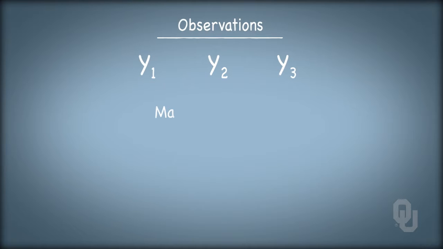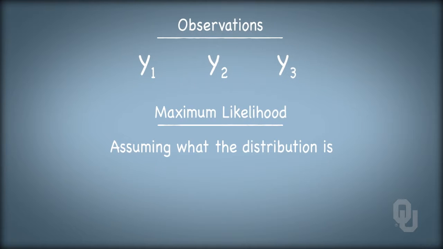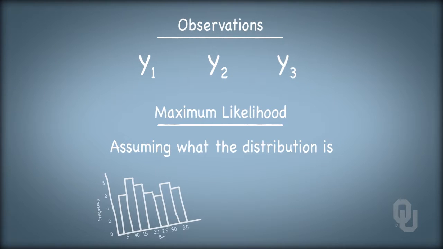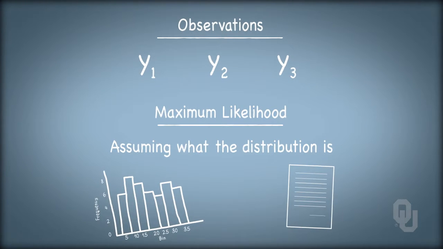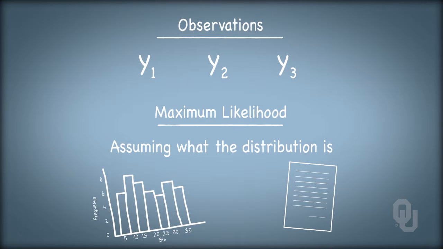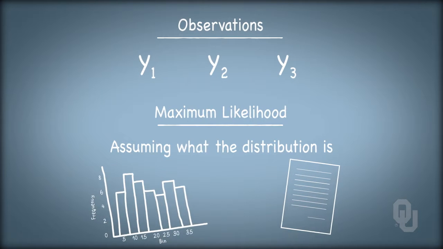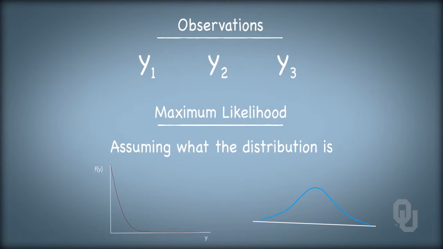The way we approach the method of maximum likelihood is by assuming what the distribution is. That is, maybe based on a histogram of some sample data or based on what we know about the phenomenon that we're describing, we can first assume a distribution, like an exponential or a normal distribution. We only talked about a handful of possible distributions in this class, but there are many. Regardless of the probability distribution that we choose, let's say that the PDF is f of y.